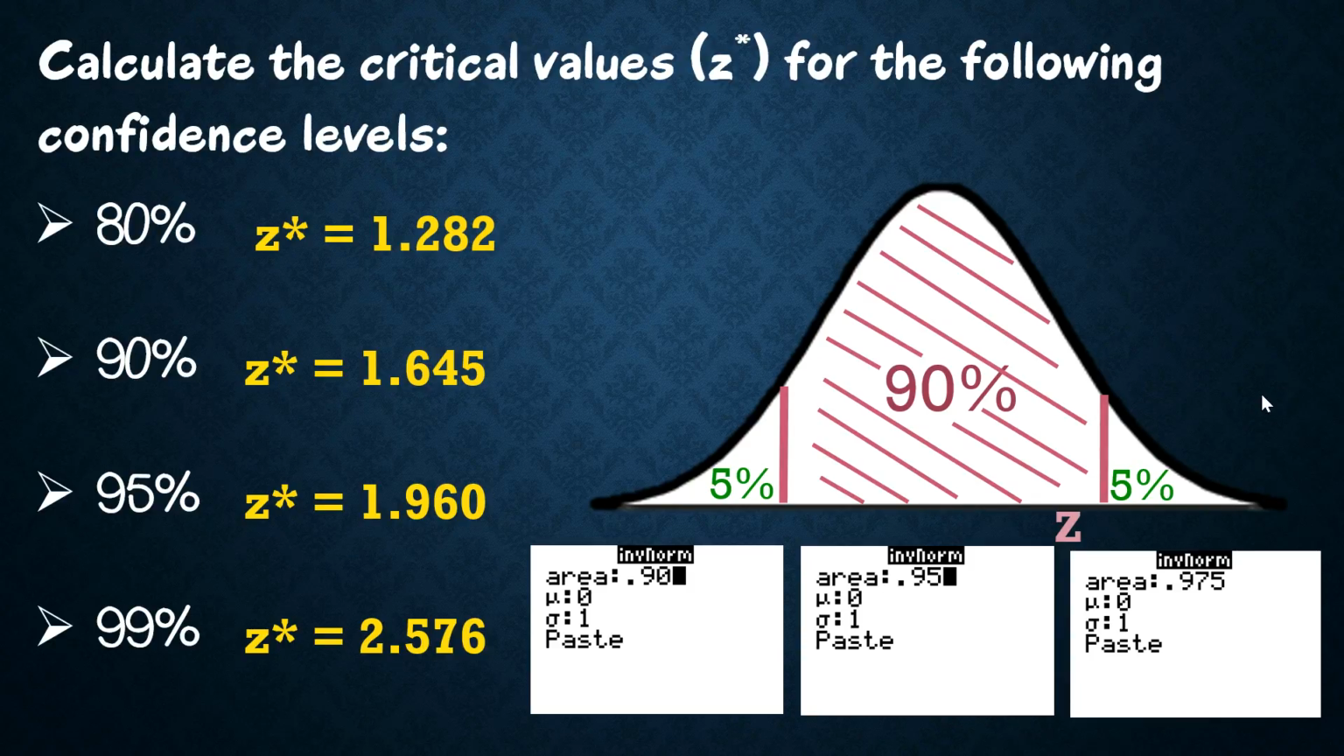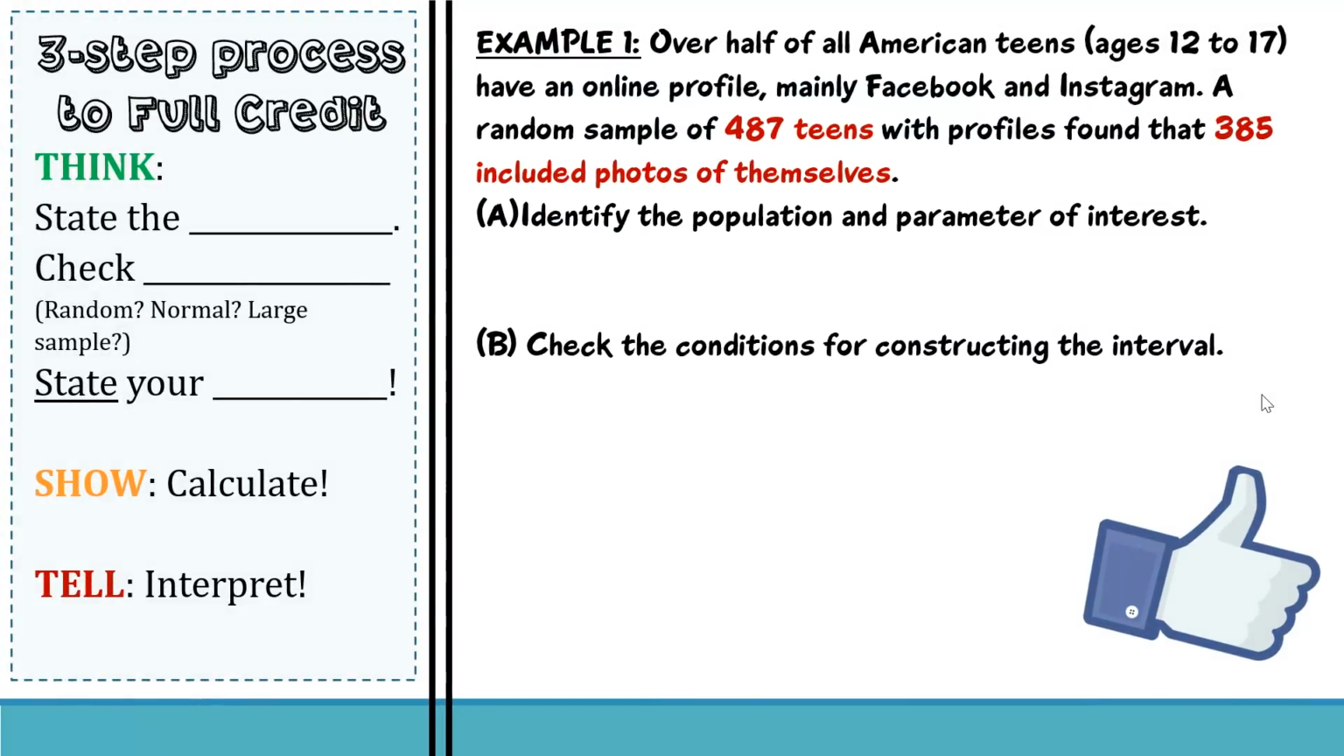If you have a z-table, these are also located on there, but this is how you do them in your calculator by hand. So let's take a look at our first example. We're going to take a look at American teens that have online profiles. In particular, do they have selfies? So we have a random sample of 487 teens with profiles found. 385 had photos of themselves.